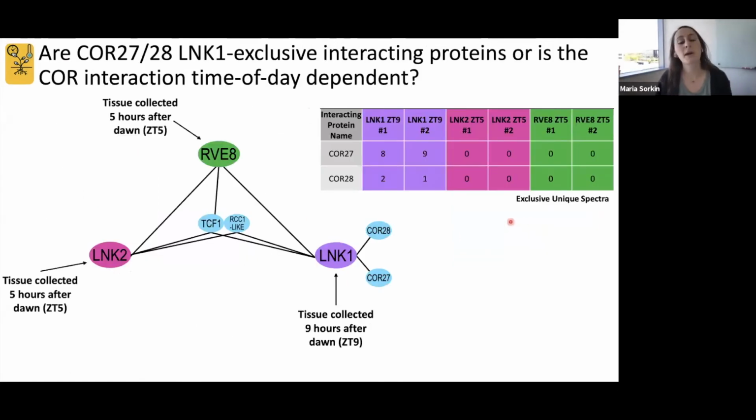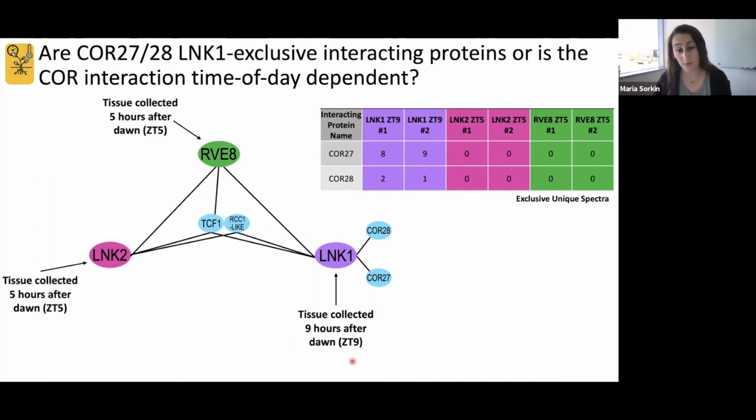Okay, so you might have noticed from my interaction diagram that the cores appear to be link 1 specific interactors. But we were curious if this was truly a link 1 specific interaction, or if we were simply not seeing the cores in the affinity purification experiments from Rev 8 and link 2 because of the time of day that we collected tissue for those experiments.